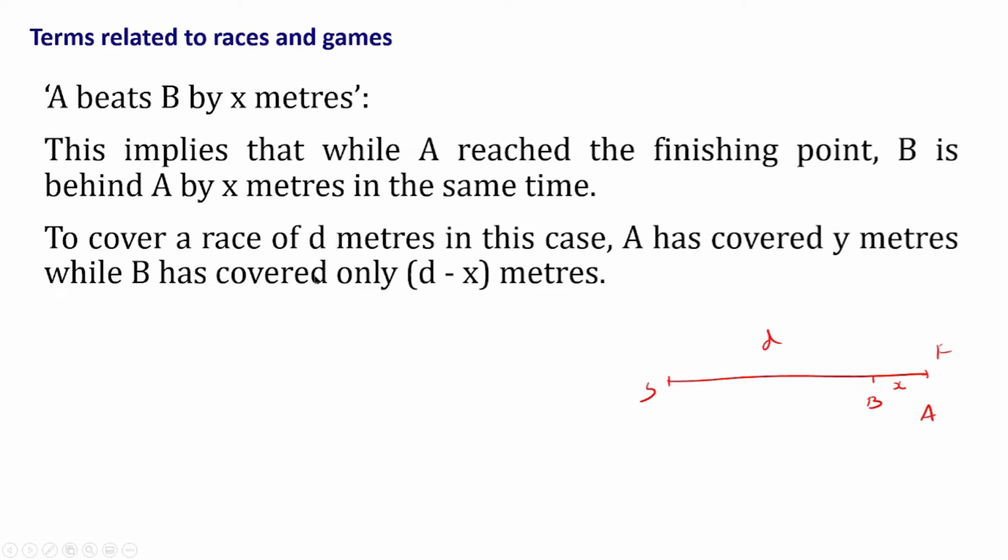So to cover a race of D meters in this case, A has covered D meters while B has covered only D minus X meters. So when A has finished the race, B has covered only D minus X meters.